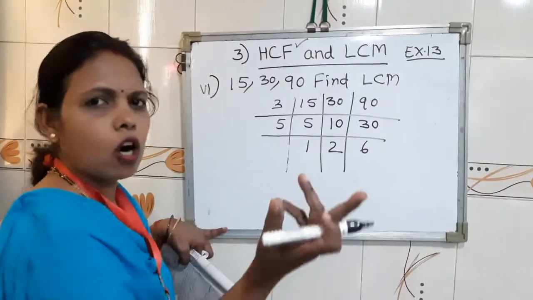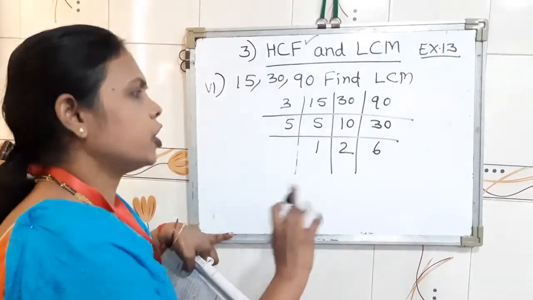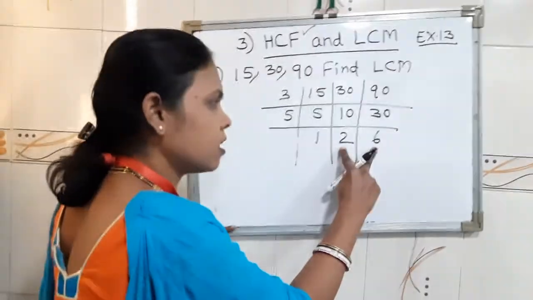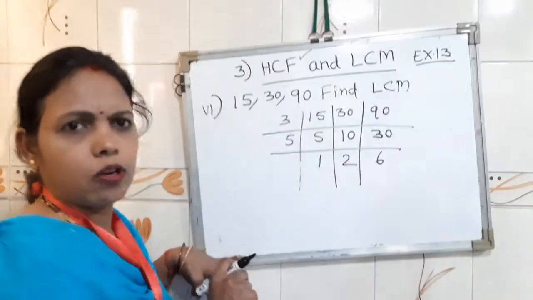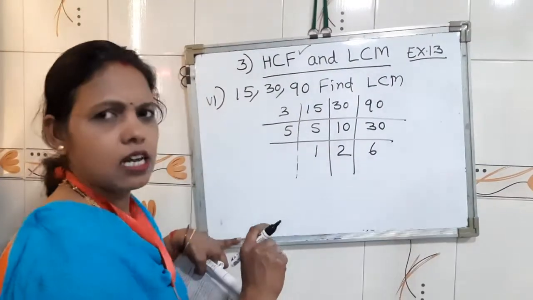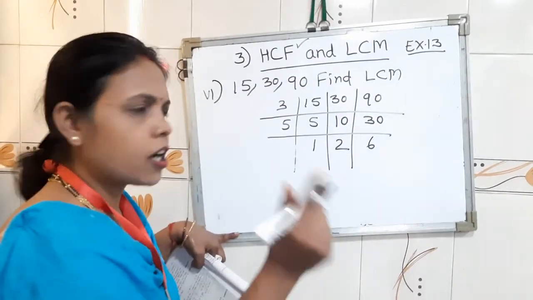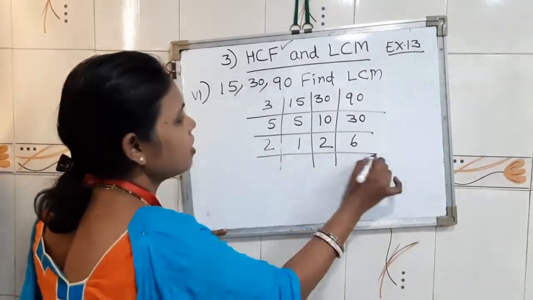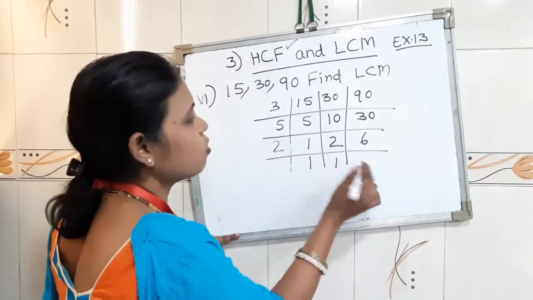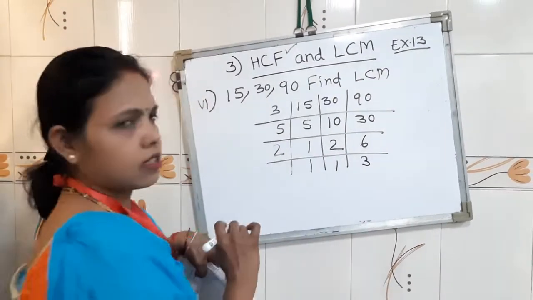Now here you already got 1, therefore no need to check the first one. We will check the second and third ones, 2 and 6. Out of both, which number is common? 2. Then 1 will remain the same. 2 1s are 2, 2 1s are 2, and 2 3s are 6.